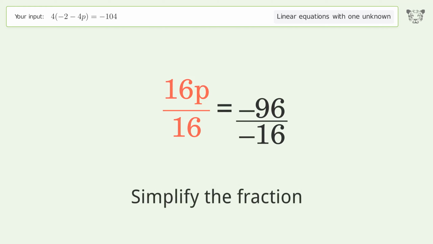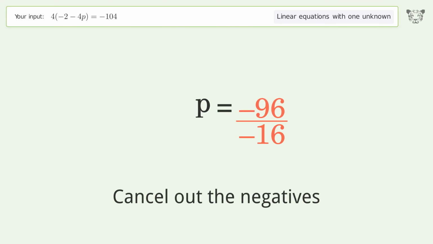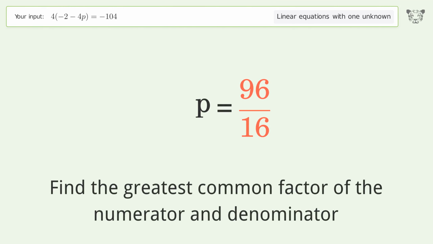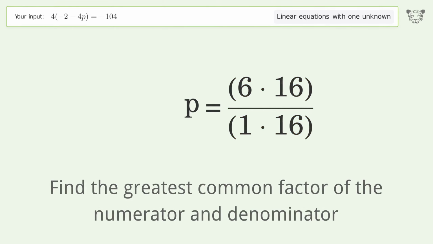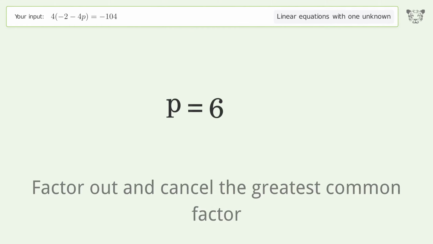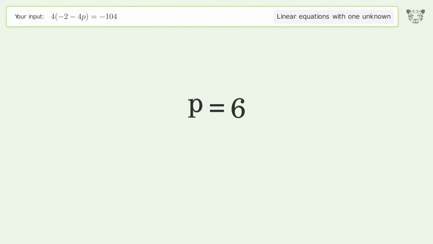Simplify the fraction. Cancel out the negatives. Find the greatest common factor of the numerator and denominator. Factor out and cancel the greatest common factor. And so the final result is p equals 6.